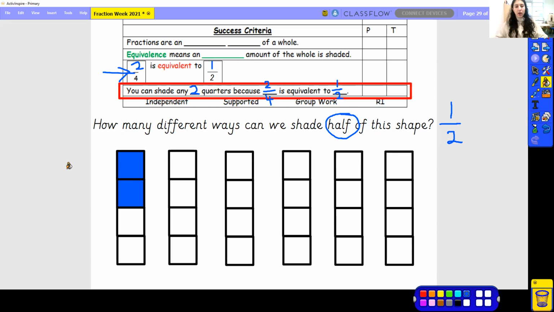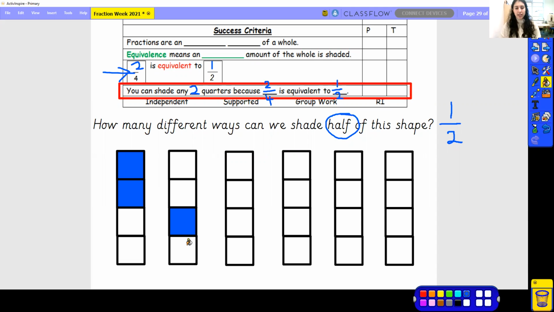Can you have a go at pausing the video and thinking of as many different ways as possible that you could shade these quarters and show me half? Great, hopefully you've got some ideas then. So I could have said that this is half of the shape.